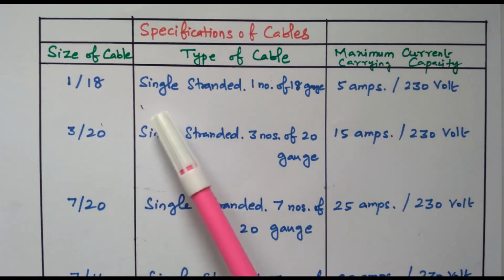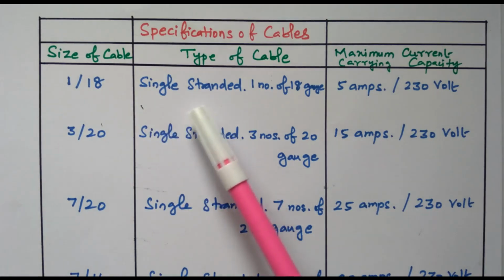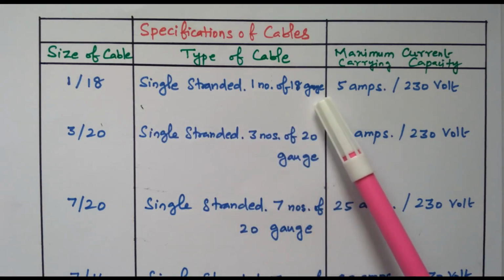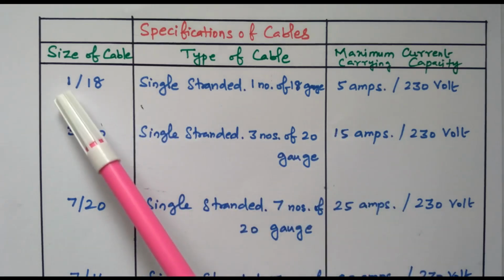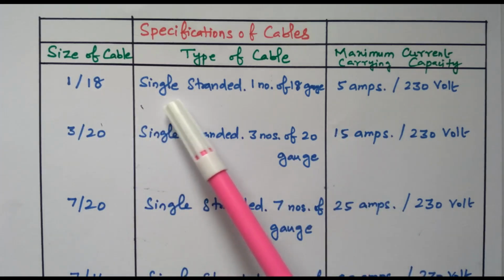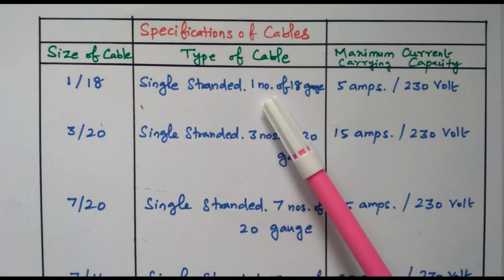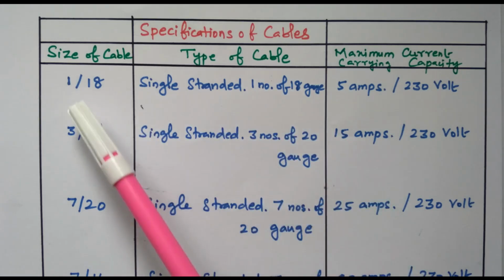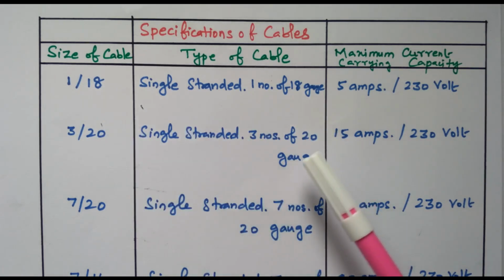1 bar 18 means single stranded. Only one coil is available, one number of 18 gauge. Gauge is nothing but the dimension of a wire; it gives the thickness of the wire, the thickness of the cable. So this 1 refers to one coil, and 18 refers to 18 gauge.